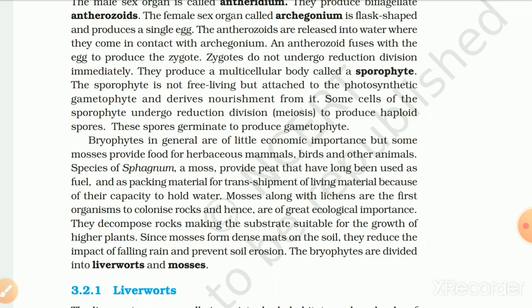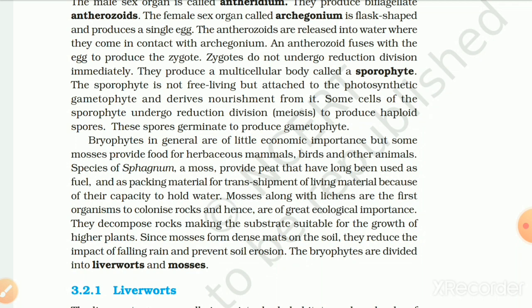Some cells of the sporophyte undergo reduction division, meiosis, to produce the haploid spores. These spores germinate to produce gametophytes. Bryophytes in general are of little economic importance, but some mosses provide food for herbivorous animals, birds and other animals. Species of sphagnum, a moss, provide peat that has long been used as fuel and as a packing material for the transshipment of living material because of their capacity to hold water.